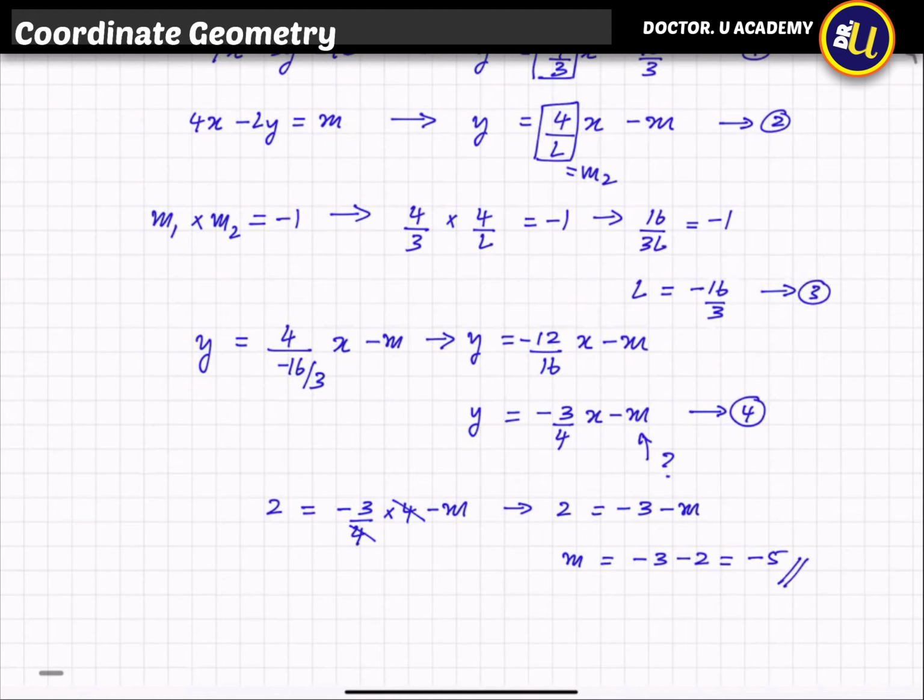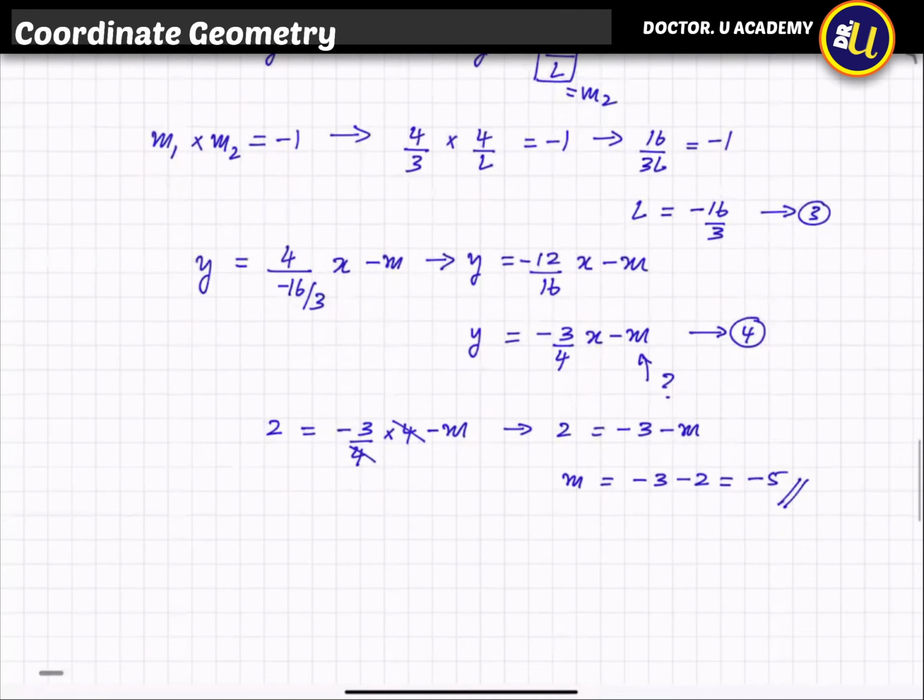And then we can rewrite the equation. After finding the gradient and m, the equation is y is equal to -3 divided by 4 x minus -5.